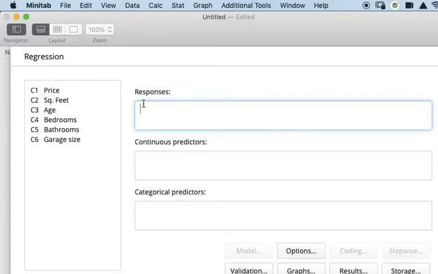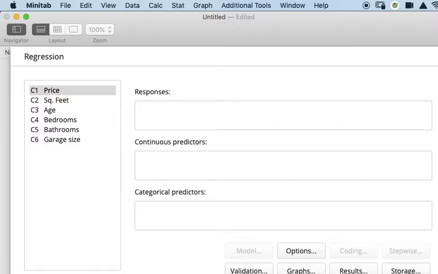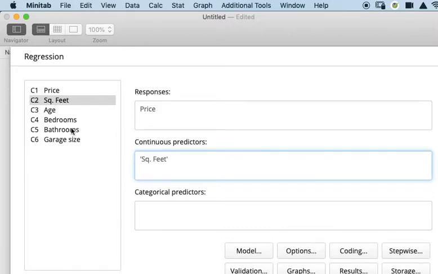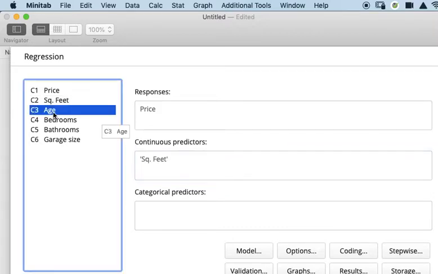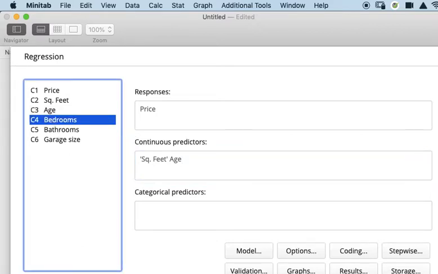Our responses box is where we're going to be putting what we want the y variable to be. So in this case, I want my y variable to be the price, because I want to be able to predict the price of the house from all the other variables. In the continuous predictors box, I'm going to put the rest of the variables that I want to use for my x variables. Well, in this case, it's the rest of them that are in the spreadsheet, but I guess there could be others in the spreadsheet that you don't want to use.